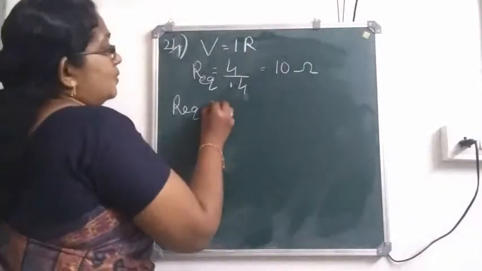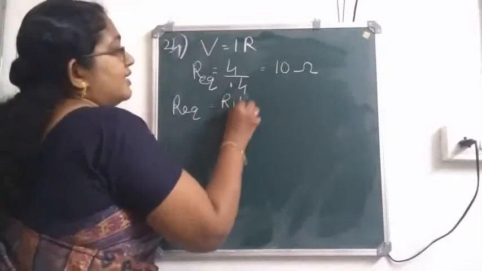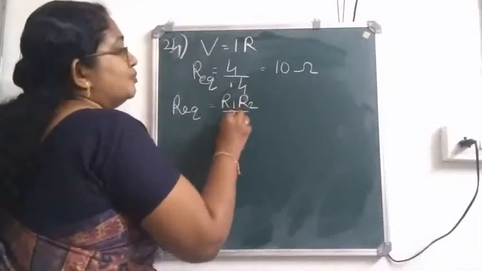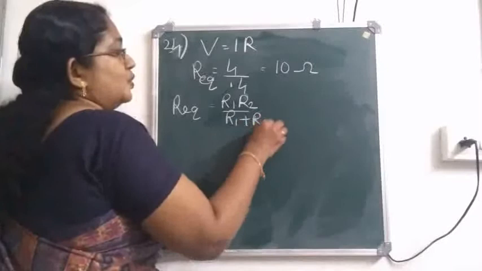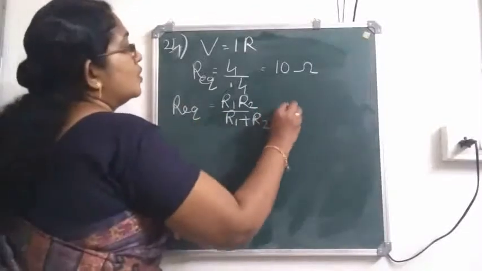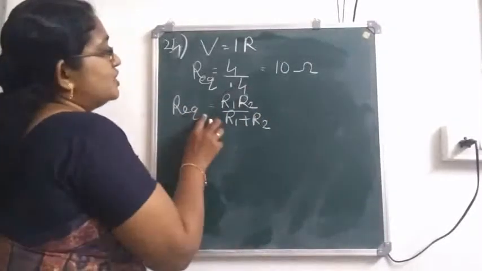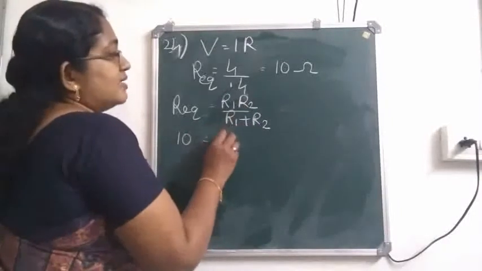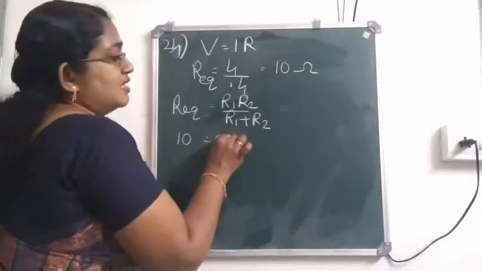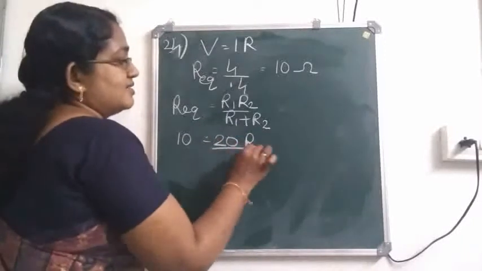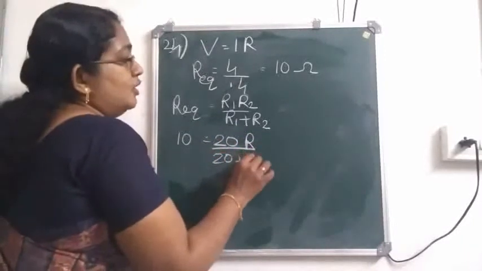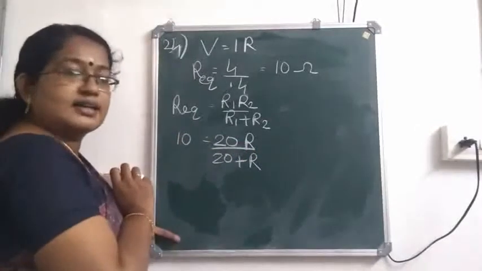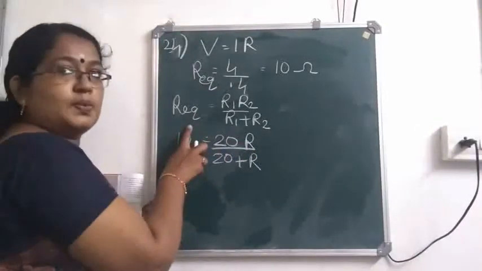So R equivalent is equal to, our equation is R1 R2 by R1 plus R2, isn't it? So from here, how much is our R equivalent? 10. And in this case, one resistor is given as 20 and the other is R. Then 20 plus R. Did you understand? I have used this equation.